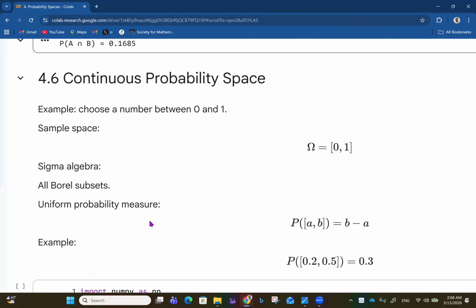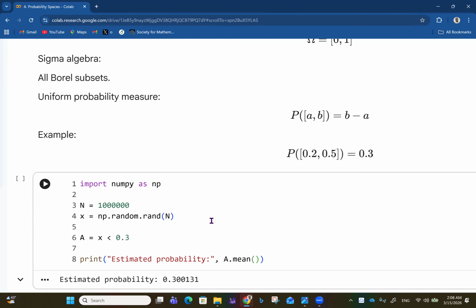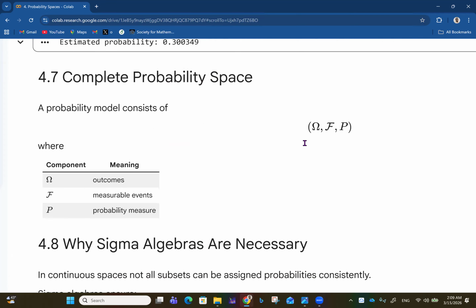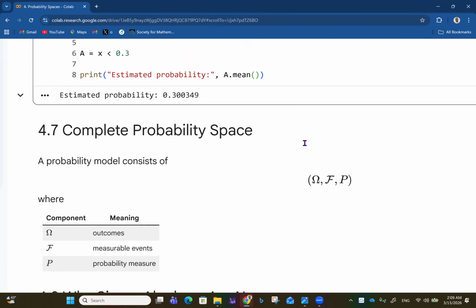Now this is taking us into something like Lebesgue measure and all of that, right? And if we simulate that, we see that we get the same answer. So if you take n to be 1 million, and then x is random of this 1 million, at the end of the day you have A equal to x less than 0.3. In that case, the estimated probability, the average estimated probability, is going to be 0.3, which we got here. That's the difference between 0.5 and 0.2. And then we move on to talk about complete probability space.